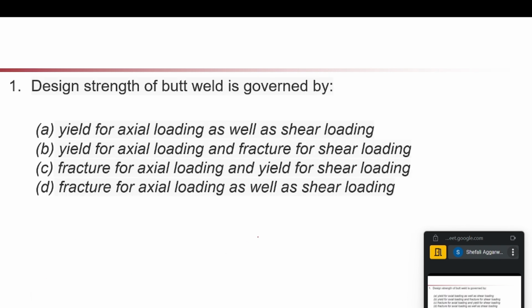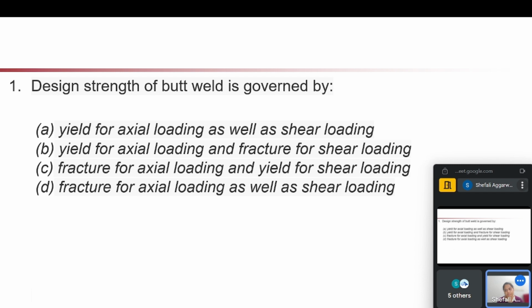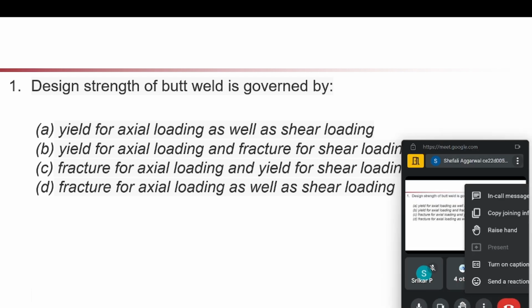So the first question is: the design strength of a butt weld is governed by yield for axial loading as well as shear loading; yield for axial loading and fracture for shear loading; fracture for axial loading and yield for shear loading; or fracture for axial loading as well as shear loading. This we have read in the first slide itself. What is the design strength of butt weld governed by?